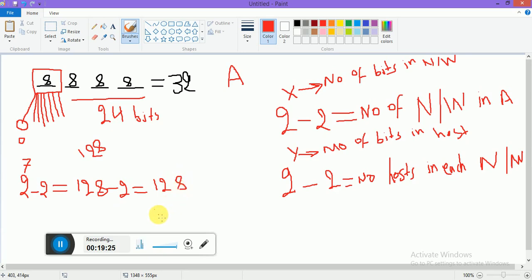Now this 128 is actually, I'm so sorry, this is not 128, this becomes 126. So 126 is actually the total number of networks in class A. The class A total number of networks is 126.